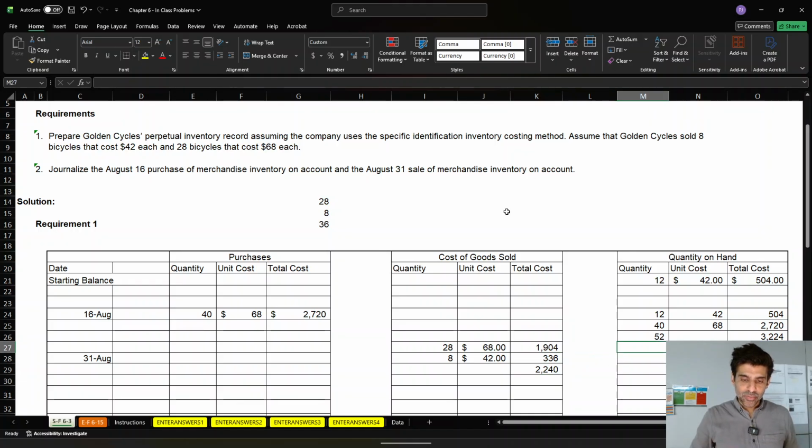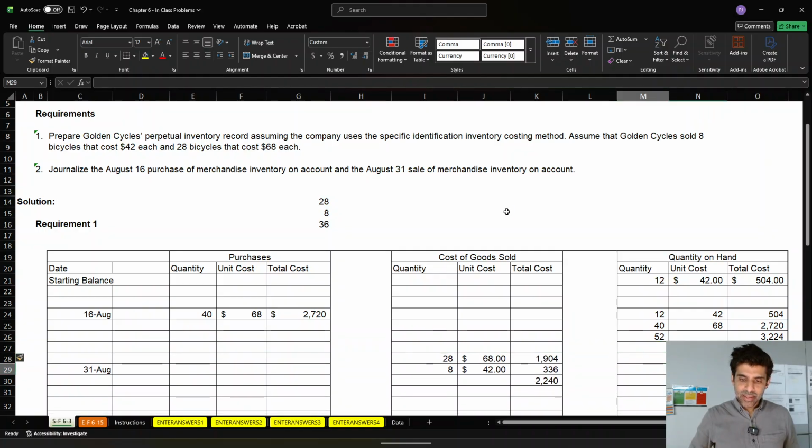Okay, so what do I have left over? Let's just get our ending inventory balance. So we had 40 of these units. We sold 28 of them. That leaves 12 of these $68 units. And we started with 12 and we sold 8 of the $42 units. So we have 4 of those left. Okay, so the total value of the inventory ending balance is $984.